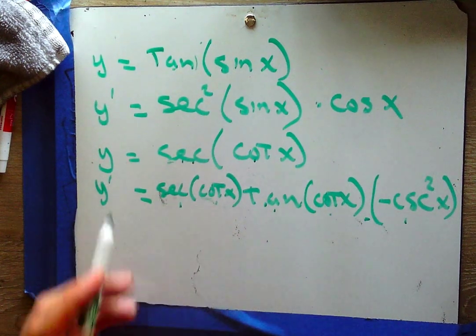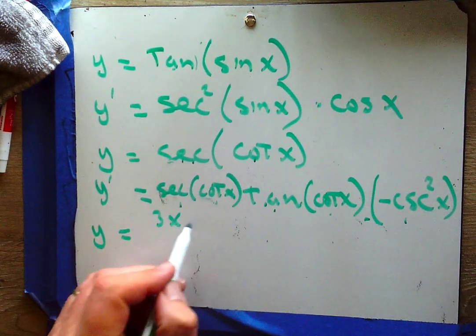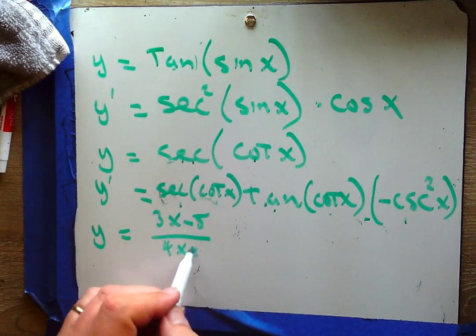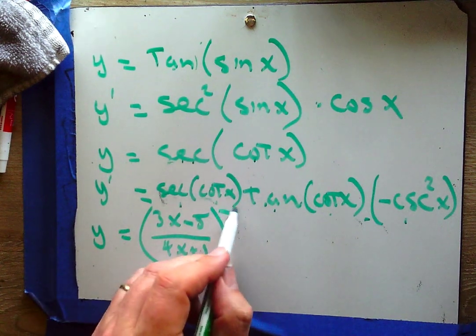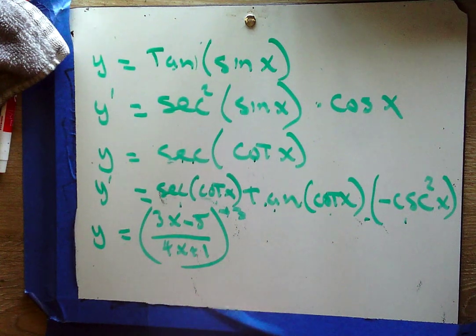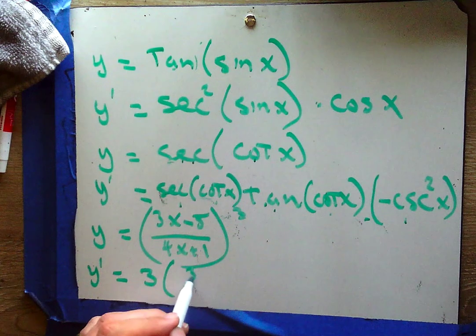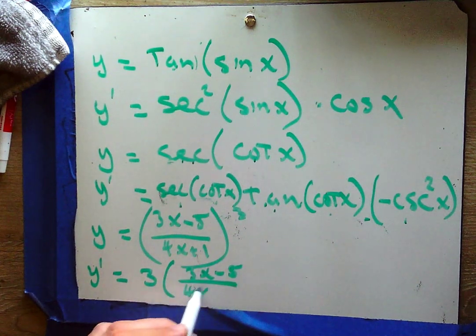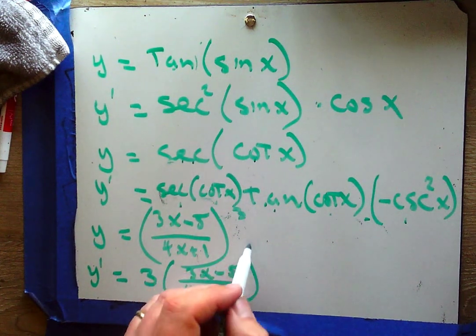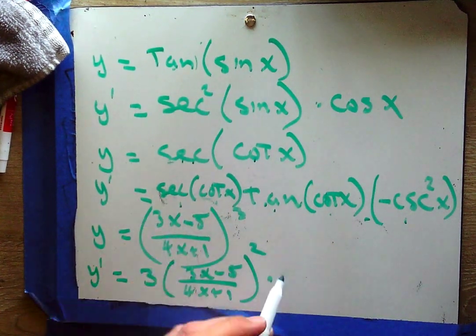Okay. How about this one? Y equals 3x minus 5 over 4x plus 1, all raised to the positive 3. Go for it. That's a positive 3. Okay, so what's y prime going to be? Bring down that 3. 3x minus 5 over 4x plus 1, to the power 3 minus 1, times the derivative of the inside. So I think I'm just going to use quotient rule.